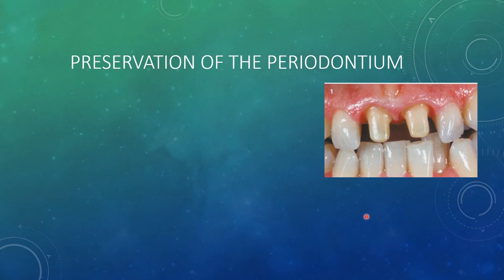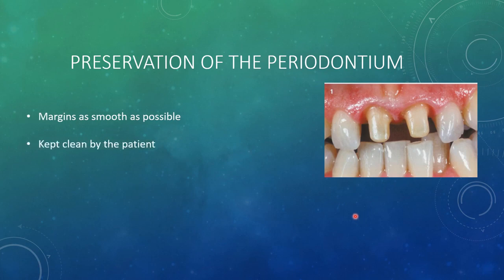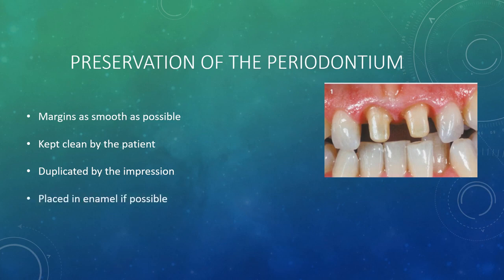So preservation of the periodontium is also something which has to be taken care of, obviously. Margins should be as smooth as possible, guys, and kept clean by the patient. So oral hygiene is maintained, duplicated by the impression. Before prosthodontic treatment, the periodontium has to be taken care of. Placed in enamel if possible, guys, and supragingival placement of marginal lines wherever possible.